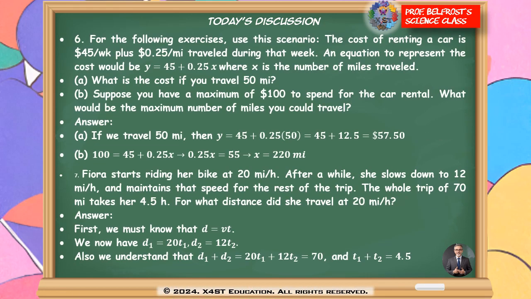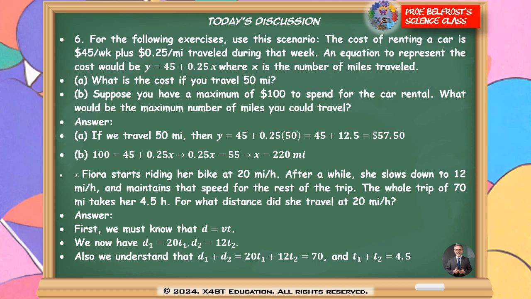Number 6. For the following exercise, they use this scenario. I'll not read it one by one. Actually, it's very easy. The first one is to find the cost if you have traveled 50 miles. It's very easy because you have been given the equation. You don't need to find the equation by yourself. So you just substitute the x value to be 50 miles, and then you can find the y.